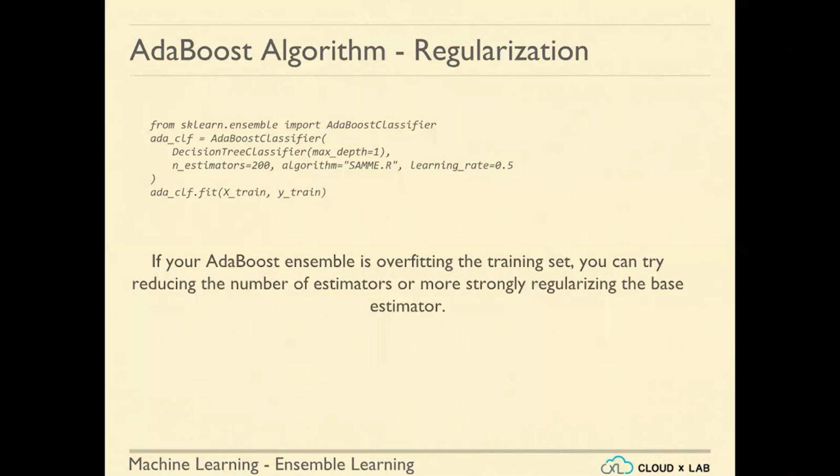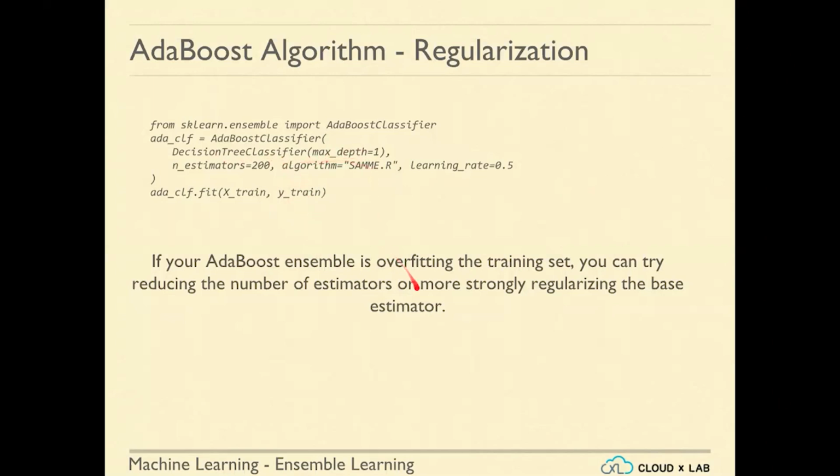So if your AdaBoost ensemble, as we just discussed, is overfitting the training set, you can try reducing the number of estimators, or more strongly regularizing the base estimator. As I was saying, base estimator, as in whatever you're passing here, you can regularize it a bit. So the tendency is that we make the decision tree more of a stump, as in the depth would be lower. So here we just made it really small, and then we let it be there.